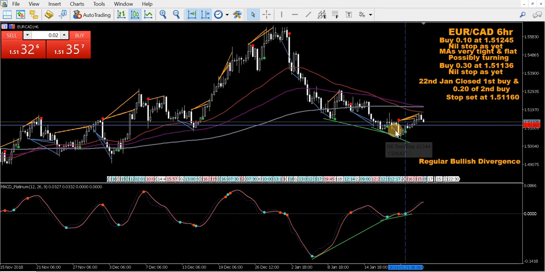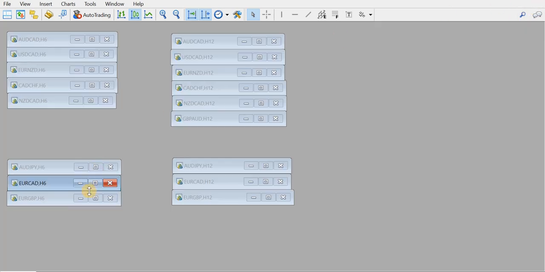Euro CAD in a buy here. I think I was in 2 buys. You can read my notes. Bought one, bought a second one, closed out the first one, which would have been in this area here, then closed out 2/3 of my second one, and there's a stop set just above it. You can't see it. You can read it, stop level there. MACD Platinum's above the 0 level. It looks like it's turning down, so I'm probably out of that soon.